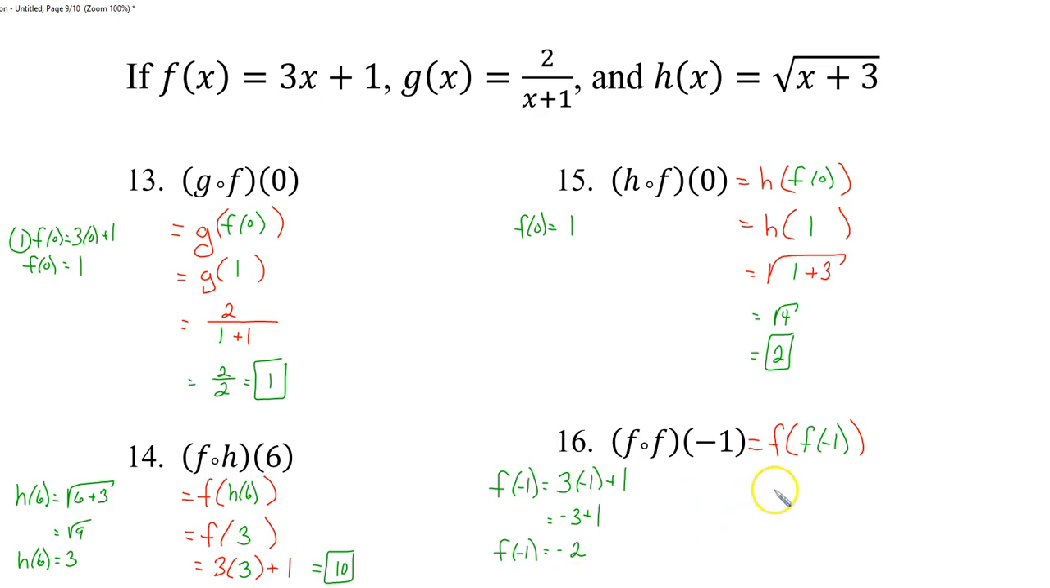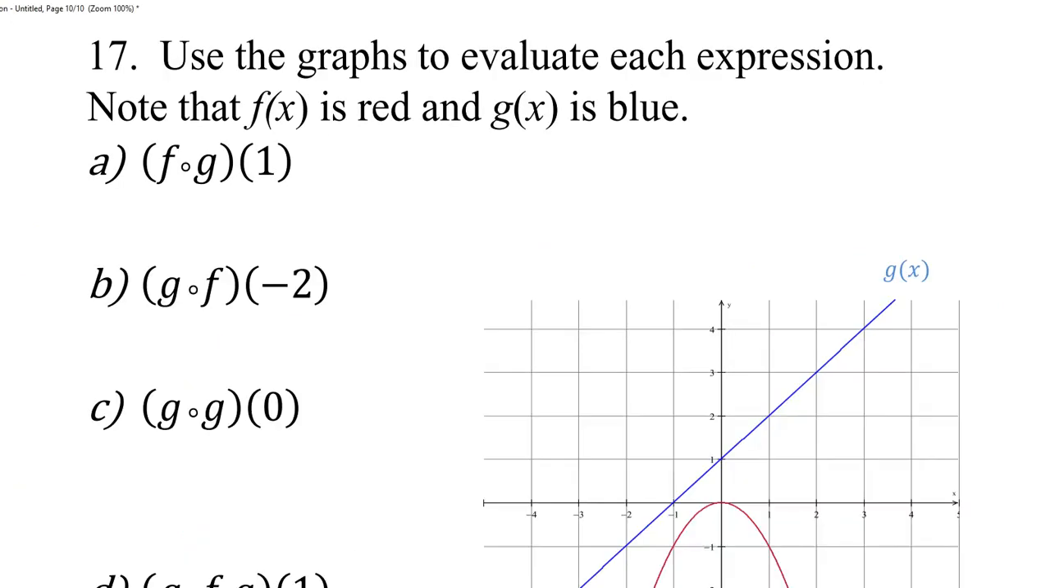So now when I plug this in, I will be finding f of negative 2. So my f function is still that 3 times x plus 1. My x value is negative 2. This is going to give me negative 6 plus 1. Negative 6 plus 1 is going to have a value of negative 5, and that's my final answer there. We have one more problem to do in this section, and it does have to do with graphs.